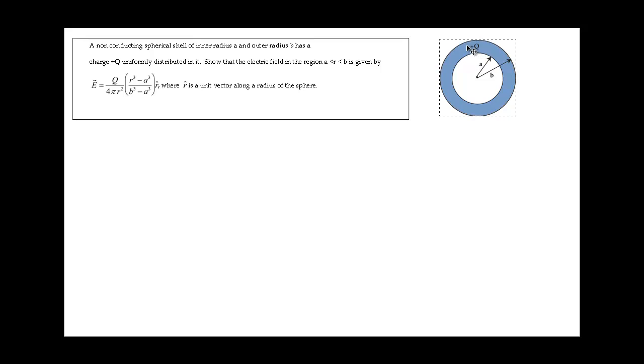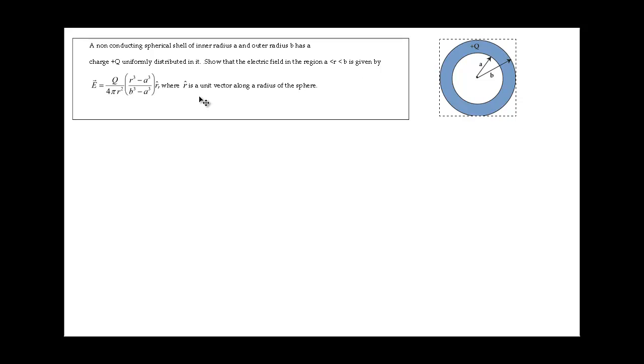You can see the sphere here is a shell, which means it's empty on the inside. So for distances less than A, it's empty. But between A and B, it's a solid that has a charge plus Q uniformly distributed throughout it. And so what we're trying to do is find the electric field in that region between A and B. So we won't really look at the answer that's given to us until we're finished and we're ready to compare our work.